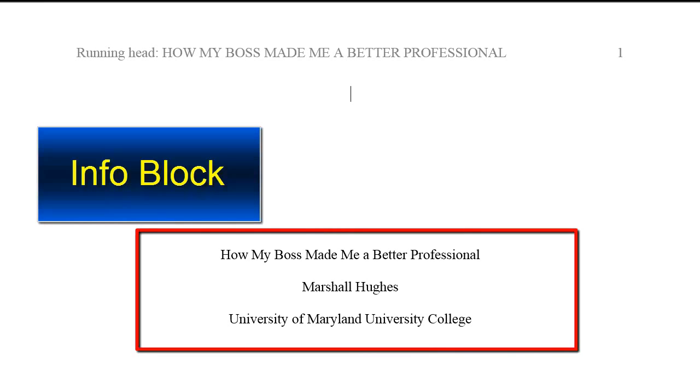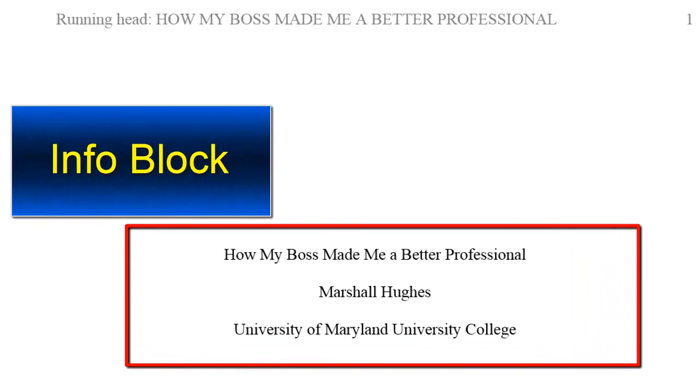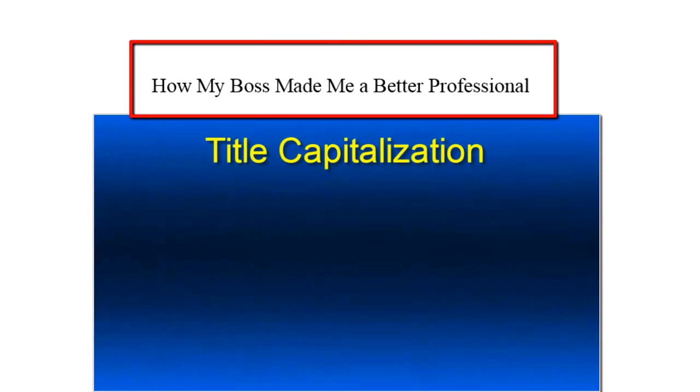Then comes the info block, which in this case consists of the full title of your paper, your name, and the name of the school. Let's briefly review the rules for title capitalization.